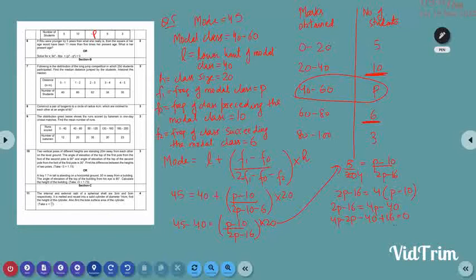5 times her present age means 5x, and 11 more means 5x plus 11. So according to the given question, the equation will be (x minus 5) whole square equal to 5x plus 11. And we have to solve this equation and get the value of x.